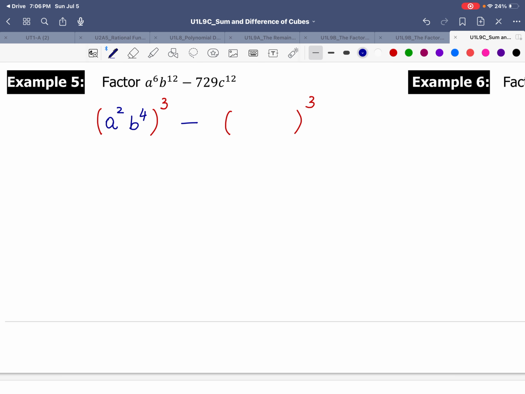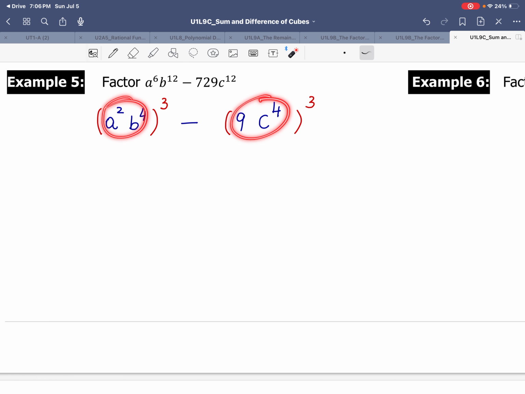So we're going to cube root that. And we get that it is actually. So we have 9 to the power 3, which is 729. And for c, we're going to bring a power to the power of 4. So 4 times 3, 12. So we got our a's and our b's in here. So we're ready to factor using the difference of cubes.